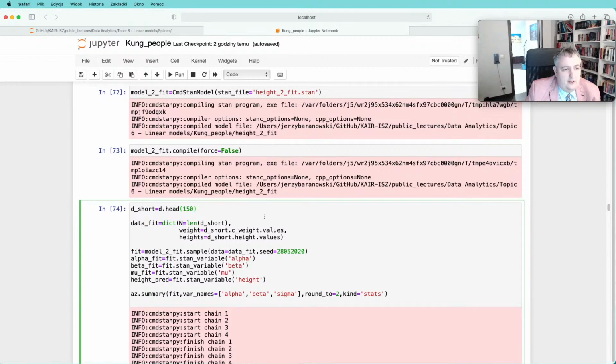Okay, we get our data fit dictionary. We get it from this data frame. We get the values, and we compute the number of rows, so we'll be able to get the number of data points.